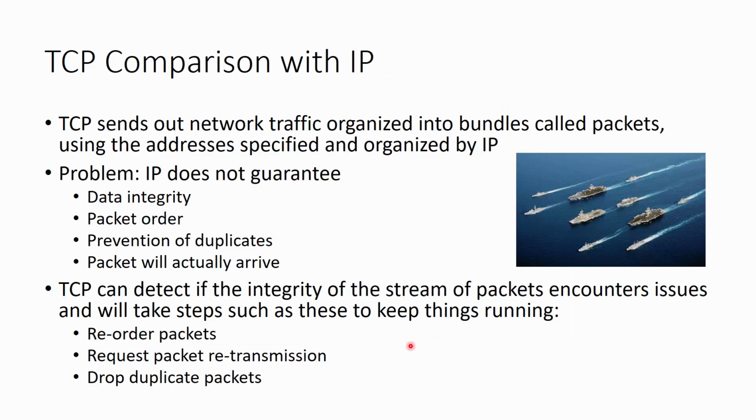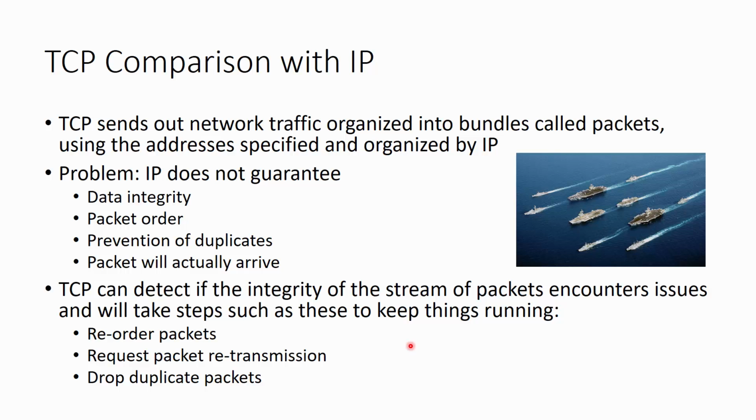So to compare the two here, TCP sends out the network traffic. It's going to be organized in bundles called packets, and it's going to use the addresses that it gets from IP. IP, however, does not guarantee anything. IP does not guarantee the data integrity, meaning that the contents of the data that arrive are what was sent in the first place. IP doesn't guarantee packet order. IP doesn't guarantee that there won't be duplicates, and it won't even guarantee that the packet will arrive, because IP is just addresses. That's all it is.